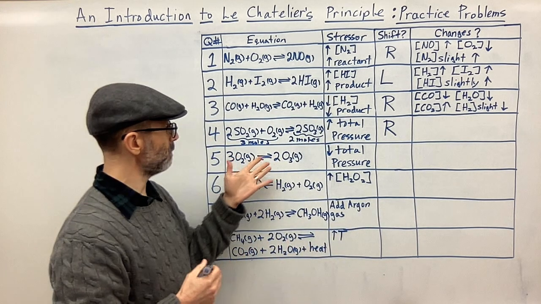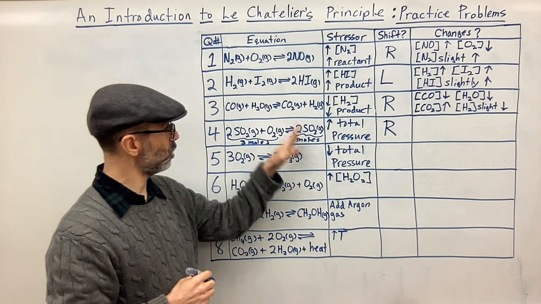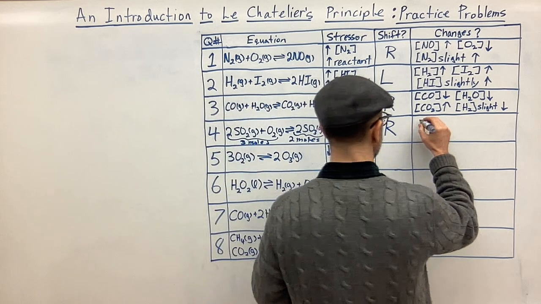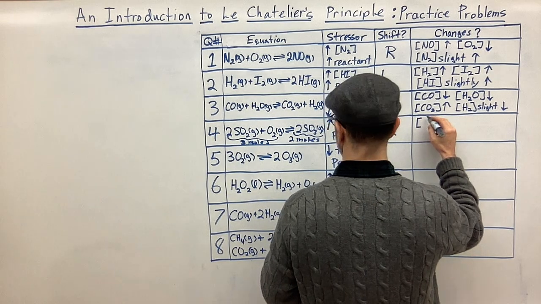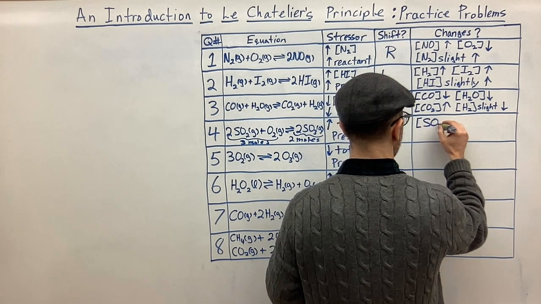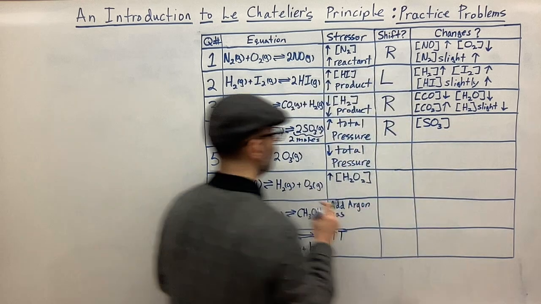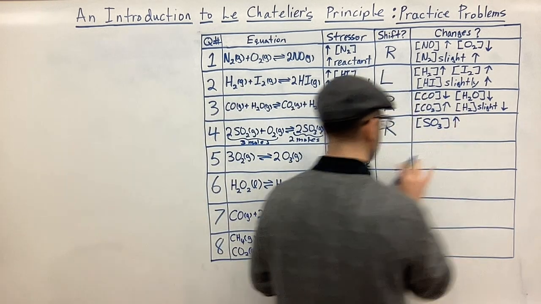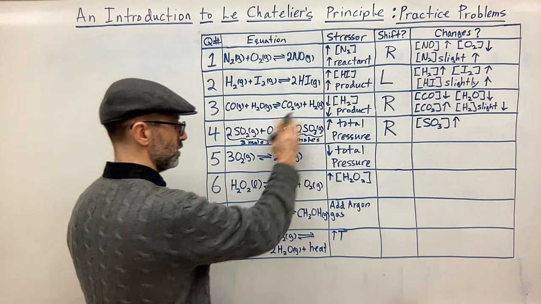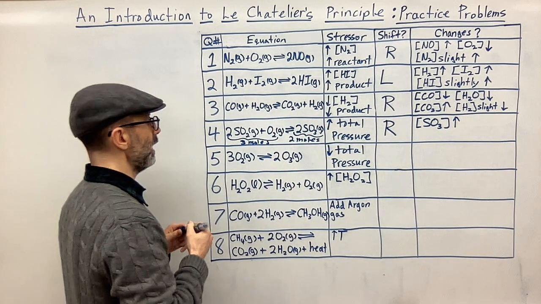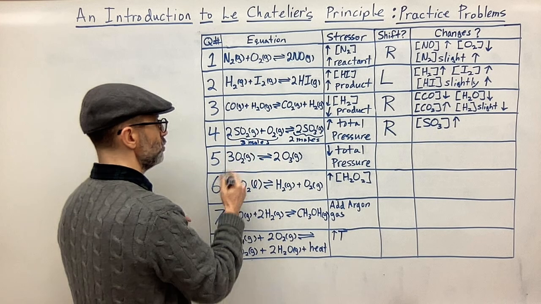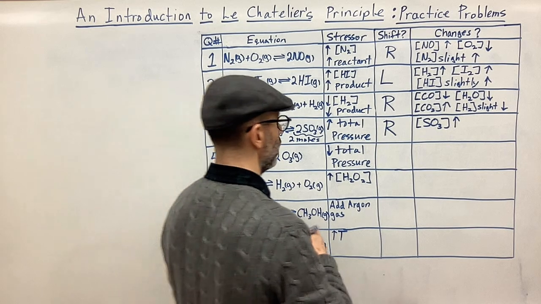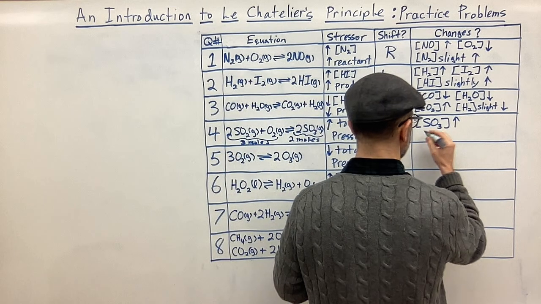Okay, so that means that the SO3 is going to increase. So the concentration of SO3, did I say SO2? I meant SO3. So the concentration of SO3 is going to increase because it's shifting right towards the product. So this is going to increase and this is going to decrease. So the SO2 concentration and O2 concentration are going to decrease.